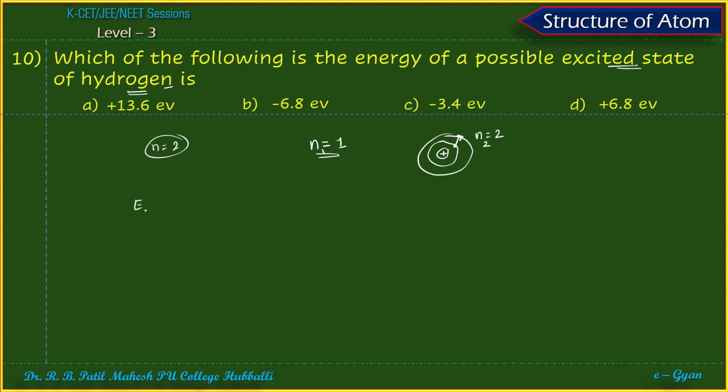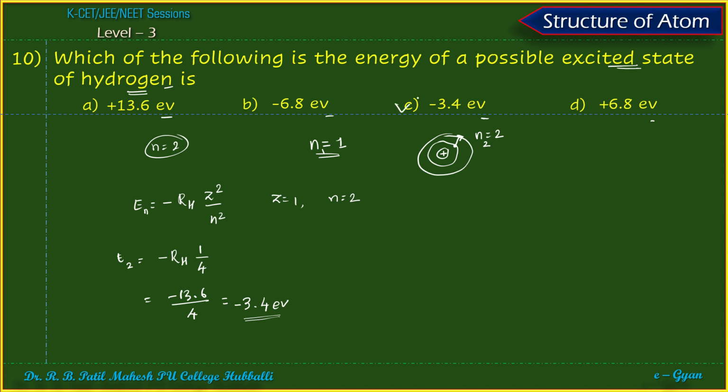Therefore energy with respect to nth orbit is minus RH Z square divided by n square. For hydrogen Z equal to 1, and for the second orbit n equal to 2. Therefore E2 is equal to minus RH times 1 divided by 4. The RH value in electron volts is 13.6 divided by 4, which gives the answer 3.4 electron volt, that is minus 3.4 electron volt.